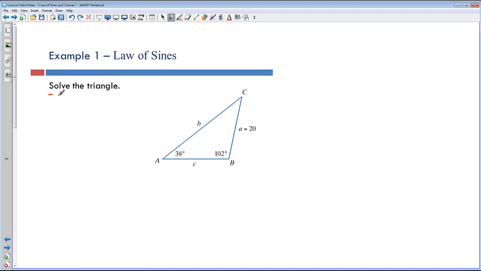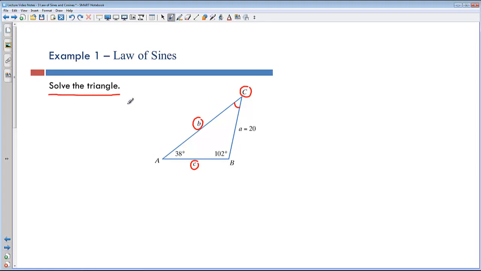So we want to solve the triangle. When it says solve the triangle, the idea is you want to find basically this missing angle, because that angle is missing, and you also want to find this side little b and this side little c. So we're looking for basically angle C here, this side c, and this side b. And we're going to use the law of sines to do this. And so let's see, it's easy to find this angle.